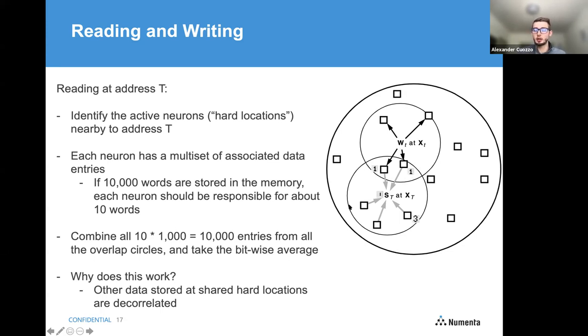And you're going to have a bunch of other hard locations that are giving you sort of random noise. And these hard location neurons that you're reading from are sufficiently far apart that their data is going to be extremely decorrelated, such that you're basically getting the average of a bunch of random noise. So you're not going to be getting three different copies of this three in here. Otherwise, you'd expect that this address you're at would be closer to a three than to an actual one. You're reading from a bunch of decorrelated multisets and then taking the bitwise average. And so the signal coming from here should overpower the noise coming from the decorrelated neurons.